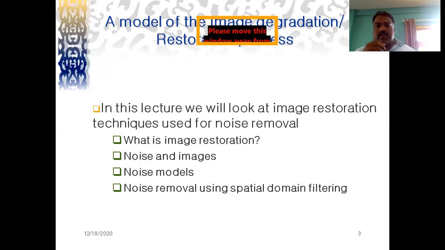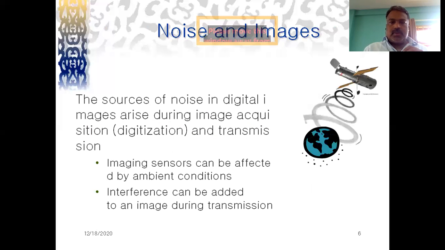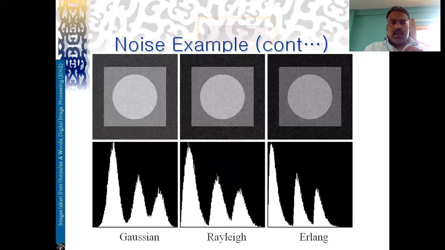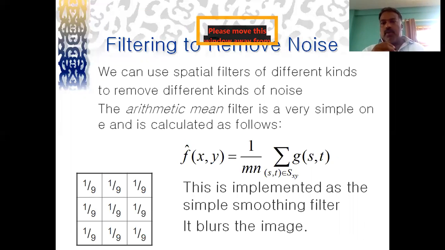So what we discuss under the name of restoration, after the regular class, is that there are different types of noise models. What are the different types? Gaussian noise model, Rayleigh, exponential, uniform, and impulse. These are the different types of noise models that happen during transmission of the image from one node to another node.